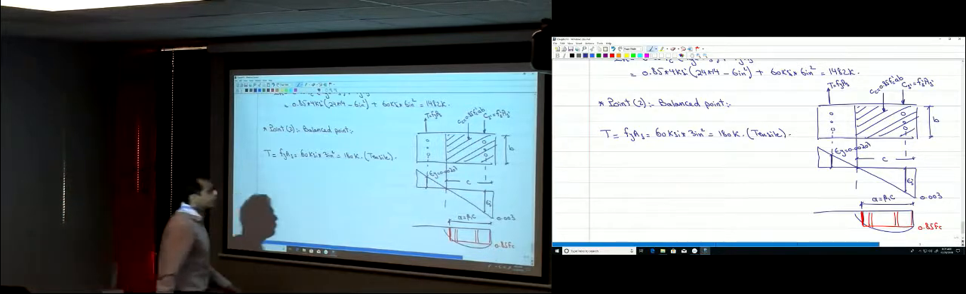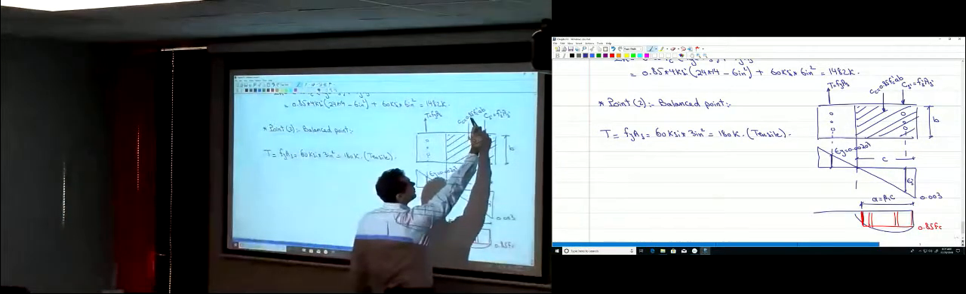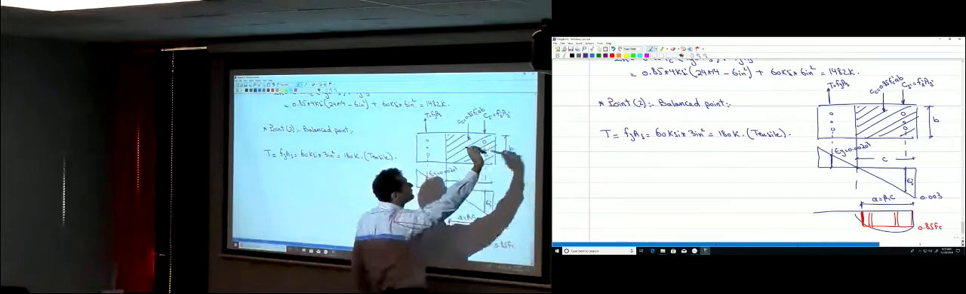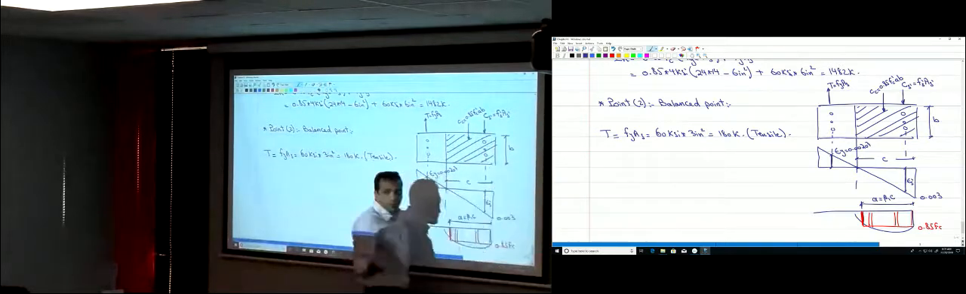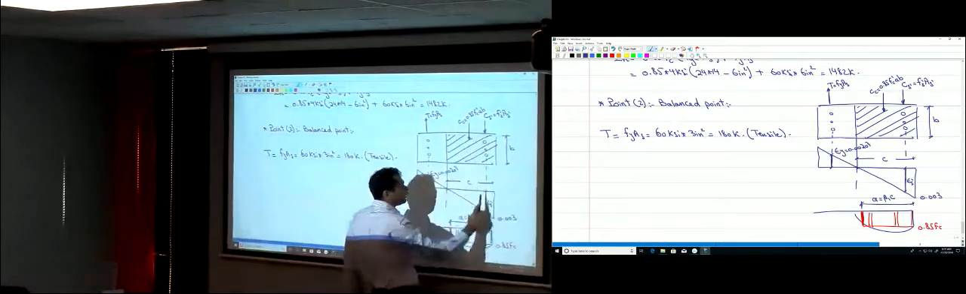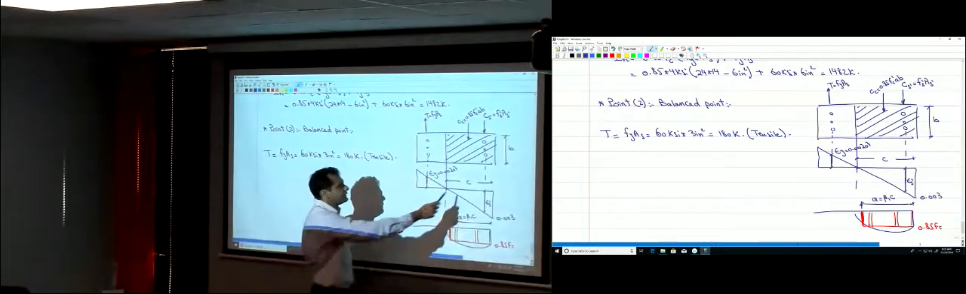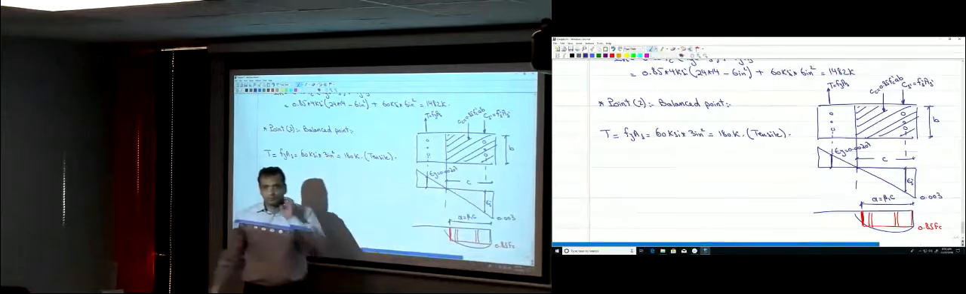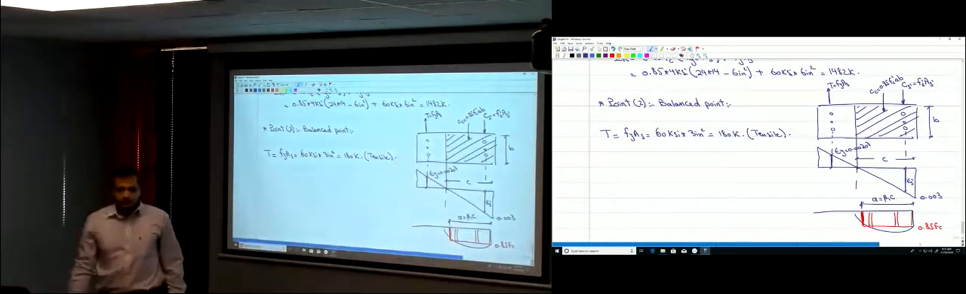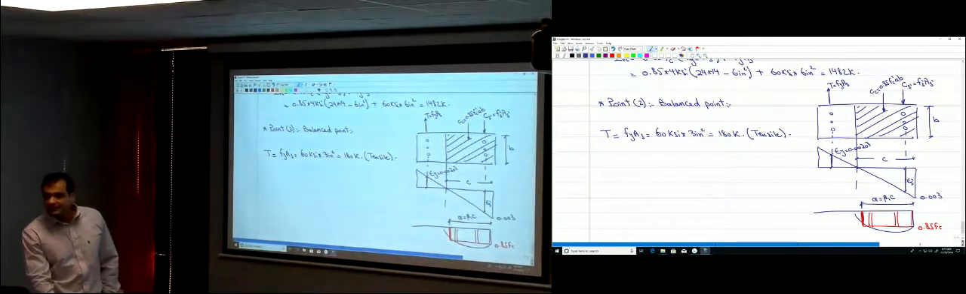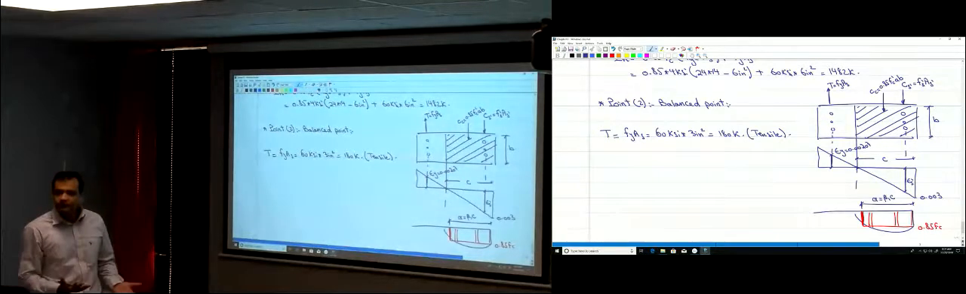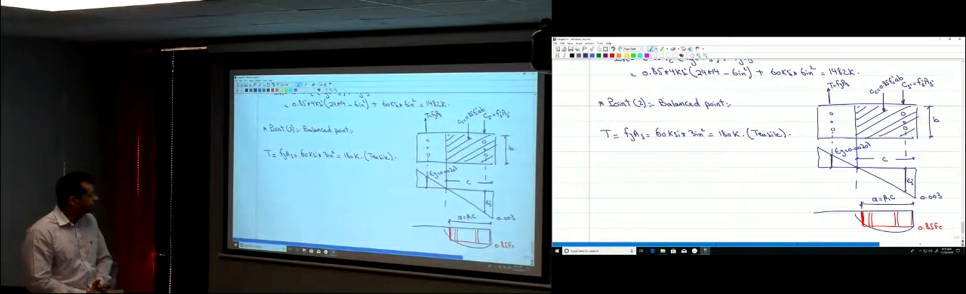To find the compression force in the concrete, it's 0.85 f'c times a times b. You know how much f'c is. b, the width of the column, you know how much b is. You need to know how much a is. How much is a? It's beta 1 times c. Can you calculate c? Do you have enough information to know how much c is? How would you calculate c?